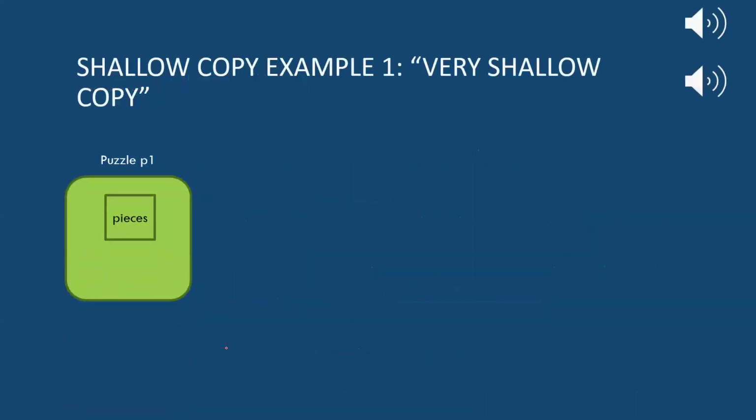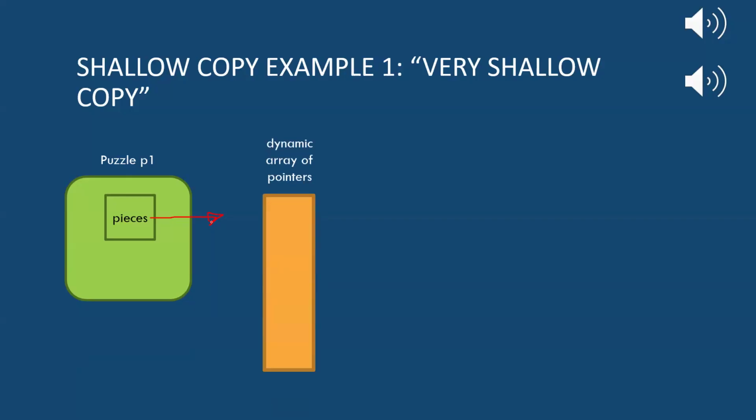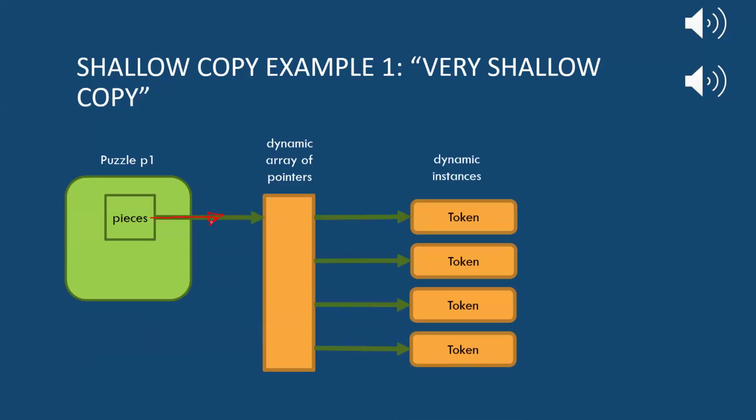So let's take a look at what we mean by a shallow copy. This is right out of our homework 5. In homework 5, we're going to have something like a puzzle class. We're going to create an instance of it, and it's going to have a pointer that's pointing to some dynamically allocated memory. So we're going to create an array of pointers, and each of those pointers is going to point to some dynamically allocated tokens.